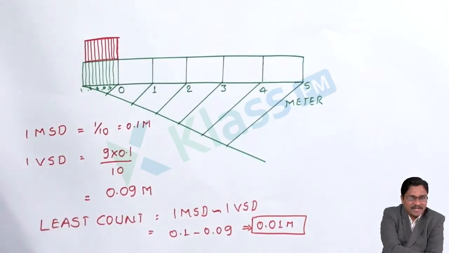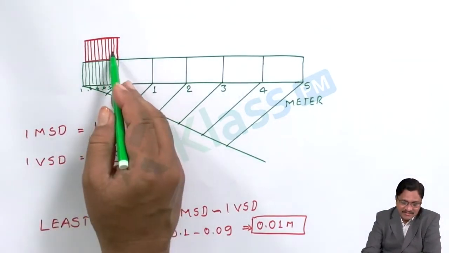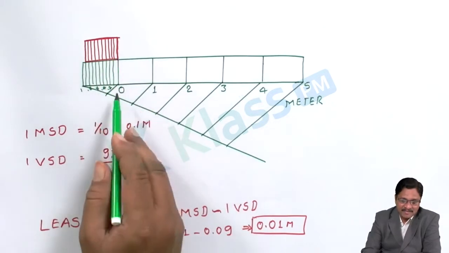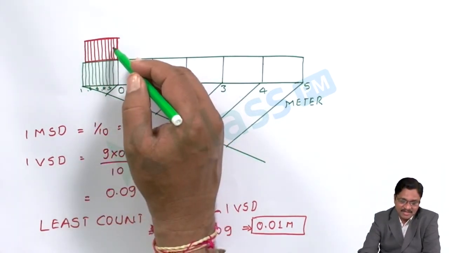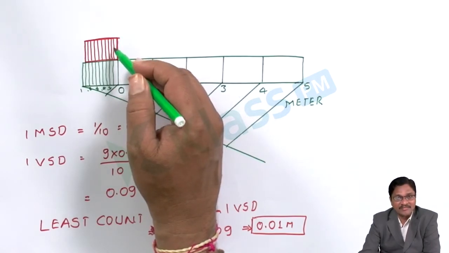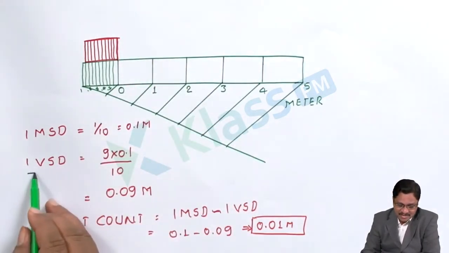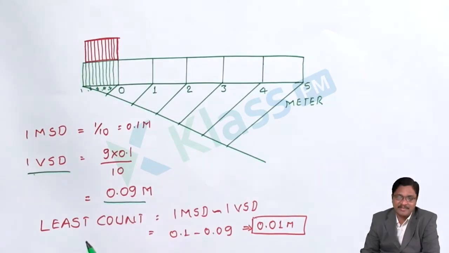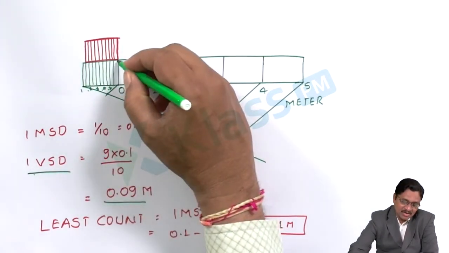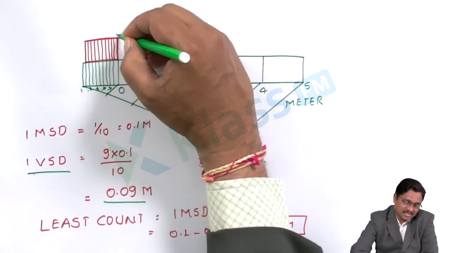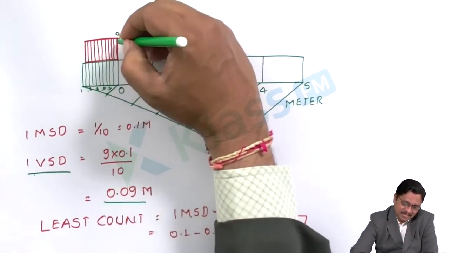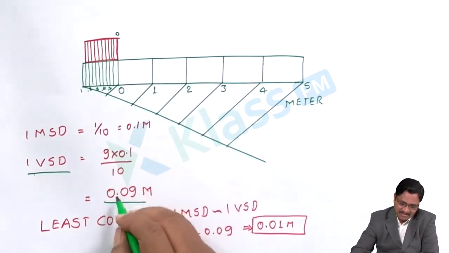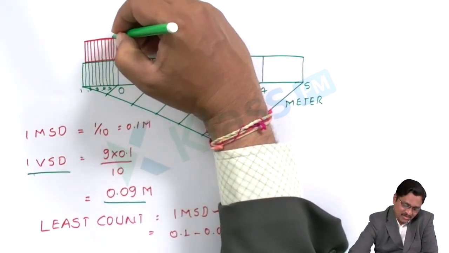What values are to be written is based on the value of each 1 VSD. How are we taking 0.1, 0.2, 0.3 on the MSD? You have to mention the values here by considering the one value of VSD. What is the one value of the VSD? 0.09 meters. Since it is closely attached to 0, the first division value is 0 only. So where is the second division? Here to here, what is the length you can see? One value as 0.09.